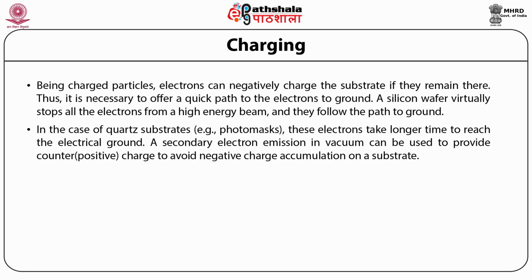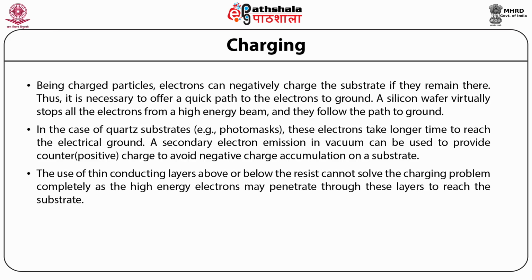To mask, these electrons take longer time to reach the electrical ground. A secondary electron emission in vacuum can be used to provide counter, that is positive charge, to avoid negative charge accumulation on a substrate. The use of thin conducting layers above or below the resist cannot solve the charging problem completely, as the high energy electrons may penetrate through these layers to reach the substrate.